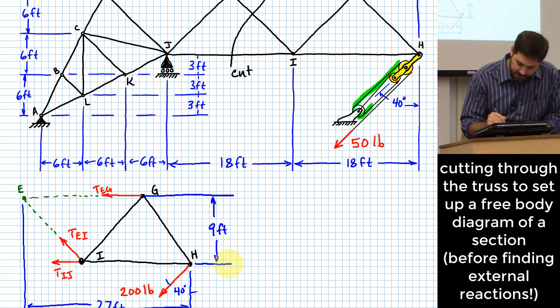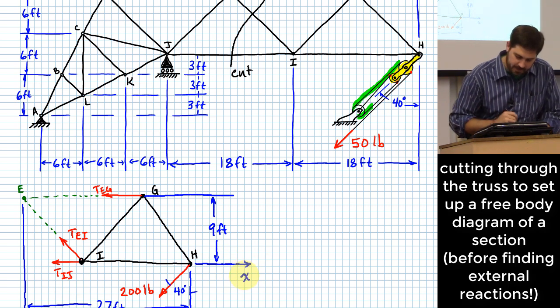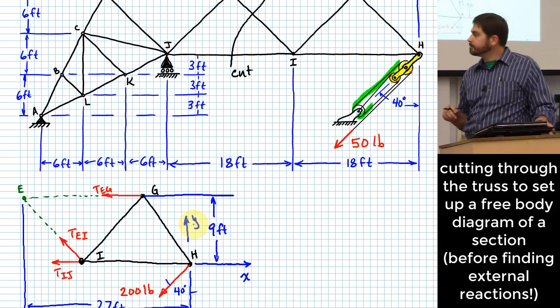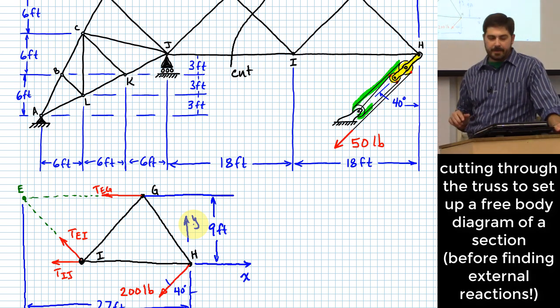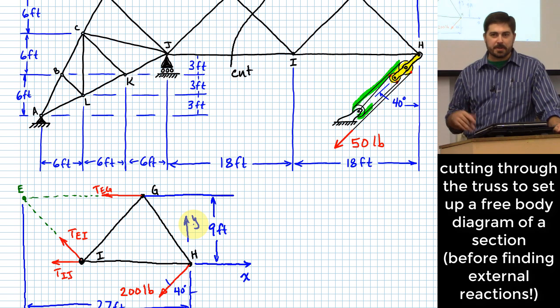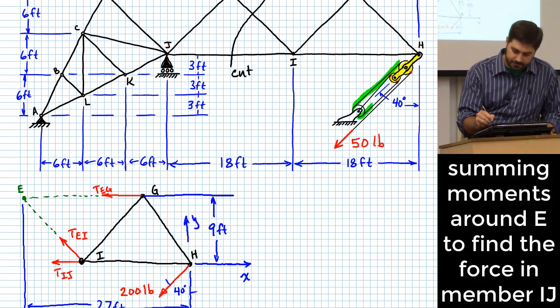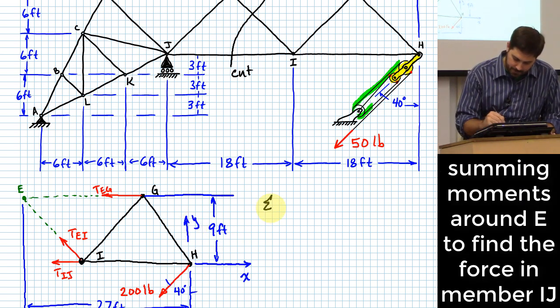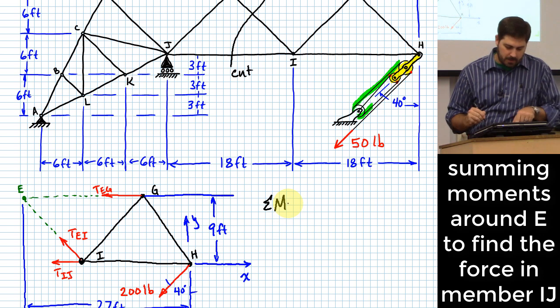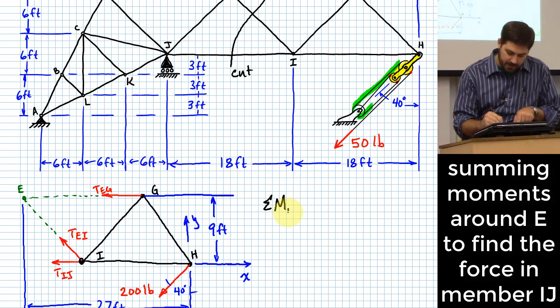Okay, so I think we're good in terms of dimensions. We might want to stick a set of coordinates on here. Maybe I'll call that X. I'll just put it like this, X and Y, something like this. Just to kind of satisfy one of the things we're supposed to do. Well, now that I've got my free body diagram, what's the next step? Okay. Sum moments. I'm going to sum moments about E. That was my plan all along.